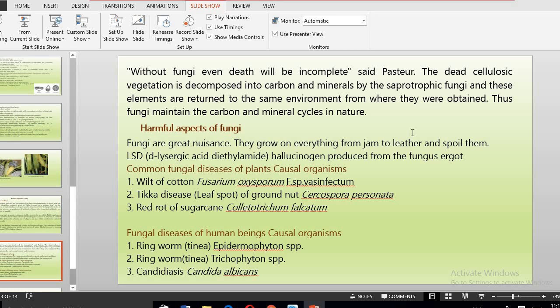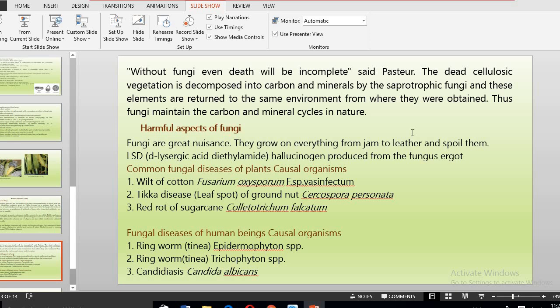Common fungal diseases of plants are like the wilt of cotton, which is from Fusarium oxysporum. We have the tikka disease, or the leaf spot of the groundnut, that is as a result of the fungus Cercospora personata. We have the red rot of sugarcane, which is as a result of the fungus Colletotrichum falcatum.